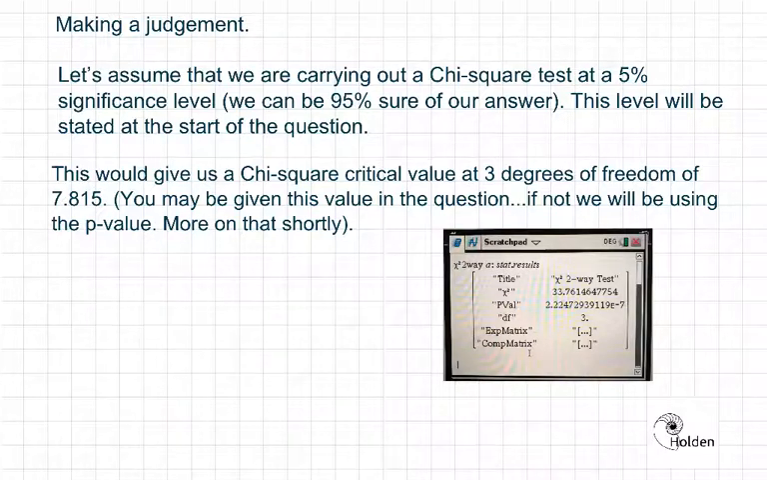It could be 10%, it could be 1% significance. A 10% significance level is less accurate. We're not as sure of our answer. But that should be given to you in the question. If it's not stated at the start of the question, then we're going to have to use the p-value, but more on that in a minute.